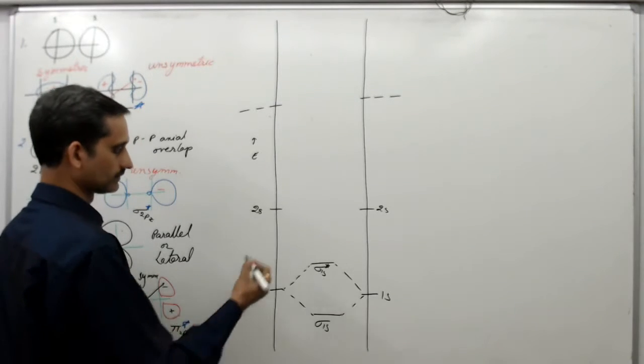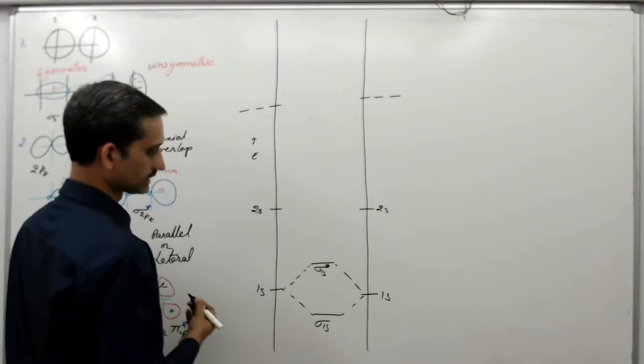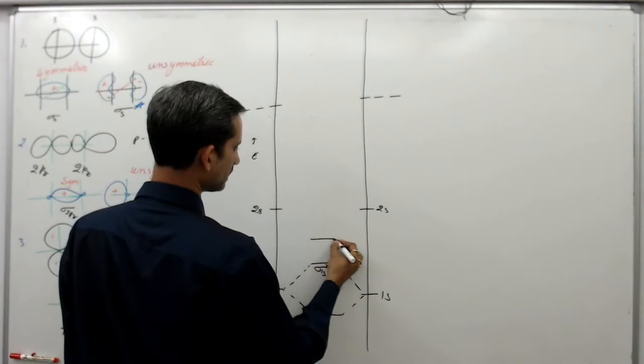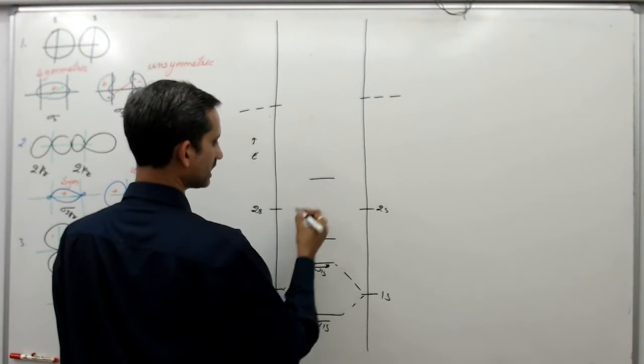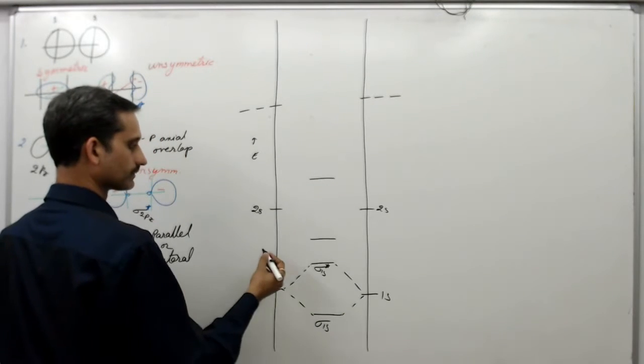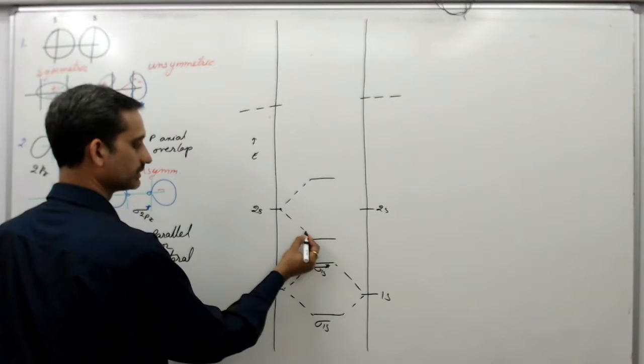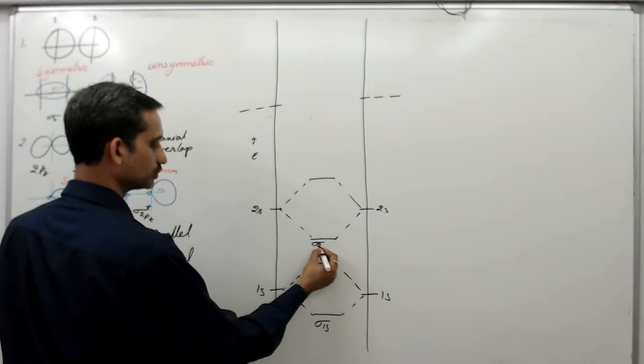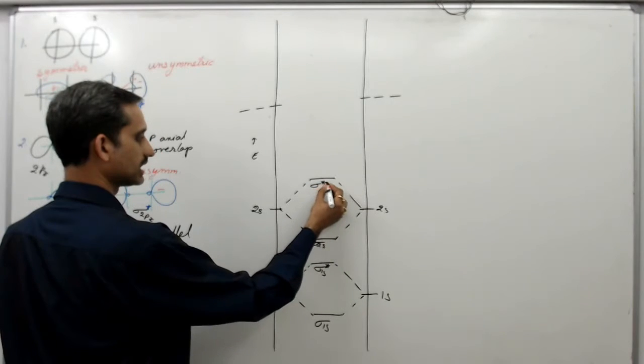Now here we have 2s orbitals. When we talk about 2s orbitals, they are also going to merge with each other. One is going to be of a lower energy, another one is going to be of the higher energy. These orbitals are merging with each other to form the two orbitals. Now this is going to be sigma 2s and this is going to be sigma star 2s.